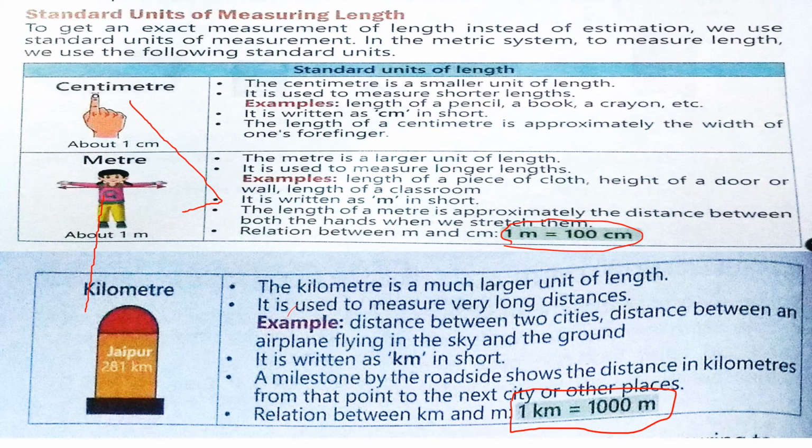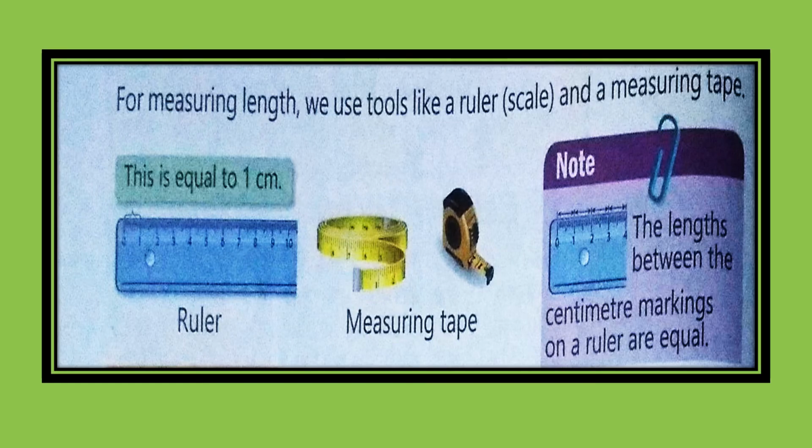Very, very important point. Now, these are the tools we are using to measure the length, like ruler, scale, or measuring tape. You know what is measuring tape? When you are going to stitch a school dress, the tailor measures your height, that is the length of your body, and according to that measurement, he prepares a dress for you.